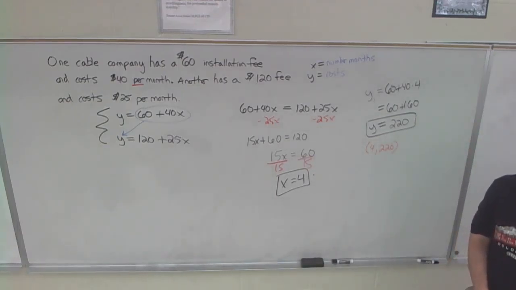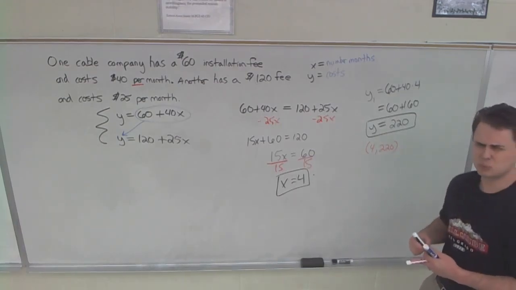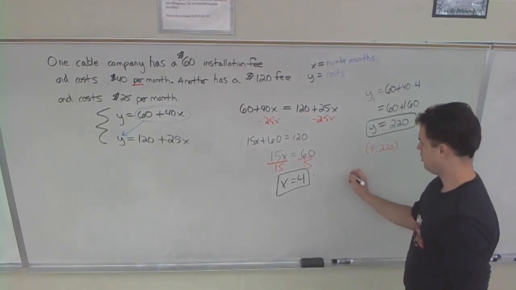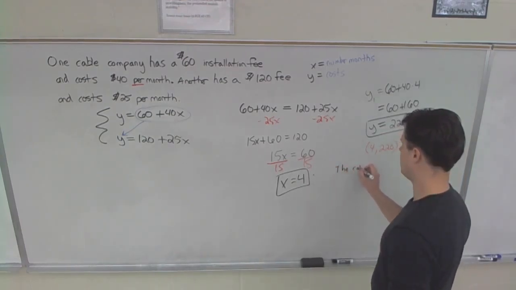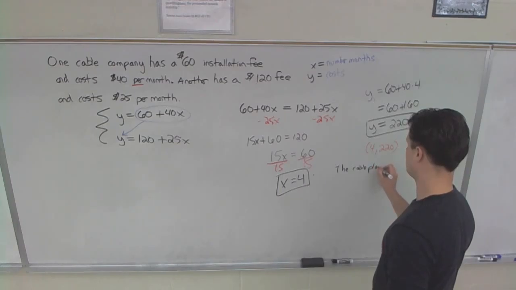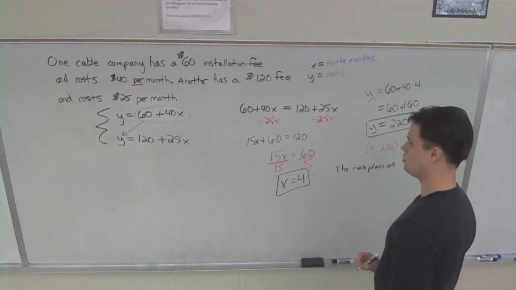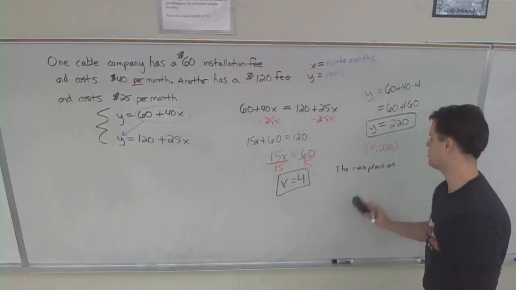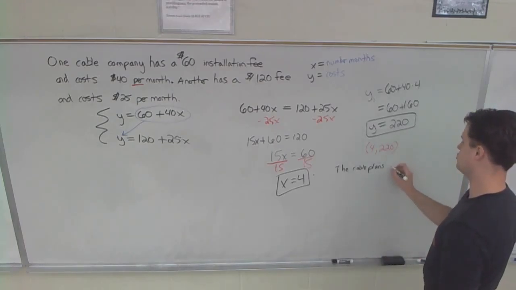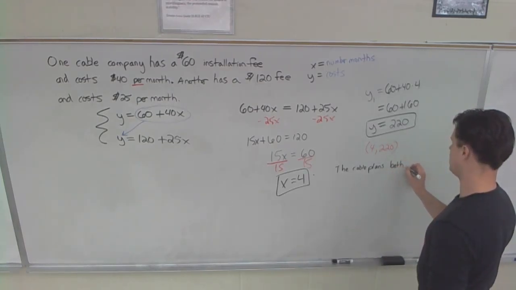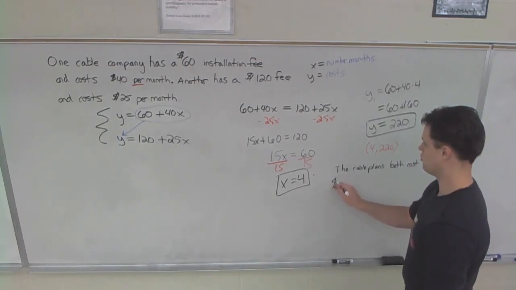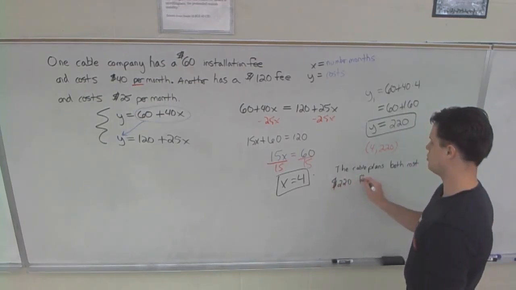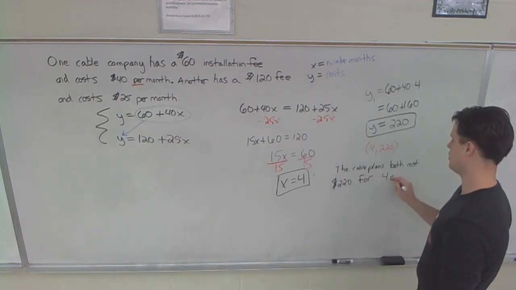What's that mean though? Remember we talked about context? So let's explain what this means. What does it mean? The cable plans are the same or cost the same, anything like that. The cable plans both, I could say, cost how much? $220 for 4 months.